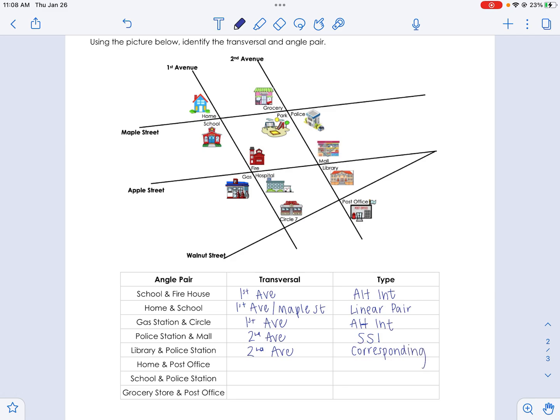And a lot of people have trouble with corresponding, but just remember corresponding angles are in the same spot, and that's kind of your clue that goes there.